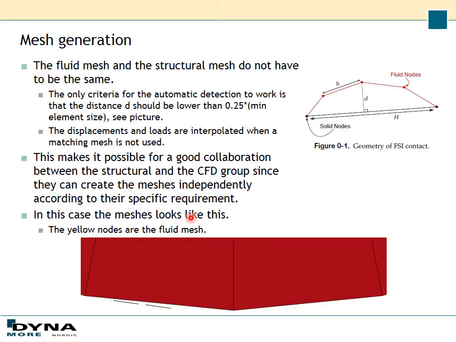And in this example, the mesh looks like this. Here you have the structural element, and the yellow dots here are the fluid nodes. So here you have one element side of the fluid mesh. So as you can see, it's quite a big difference.